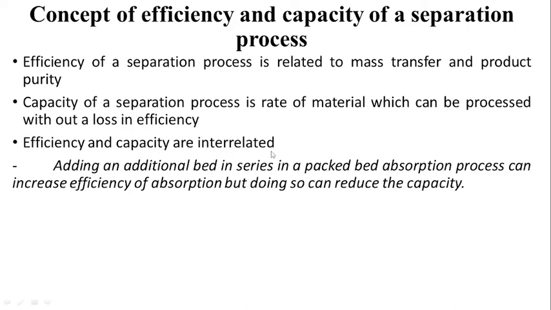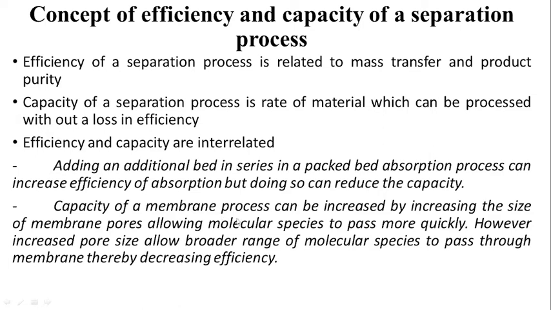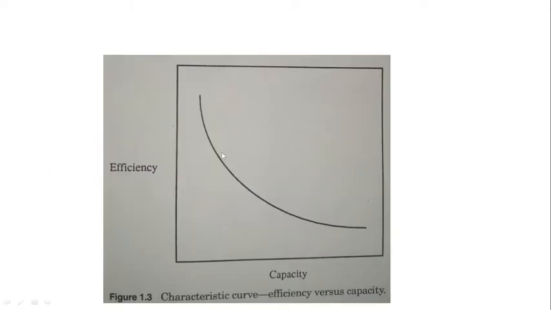And the efficiency and capacity are interrelated. Adding an additional bed in series of a packed bed absorption process can increase the efficiency by increasing the absorption, but it can reduce the capacity. Capacity of a membrane process can be increased by increasing the size of the membrane pores, allowing more molecular species to pass quickly, but the pore size increase can lead to a broader range of molecular species passing through the membrane. With an increase in capacity, the efficiency will decrease.